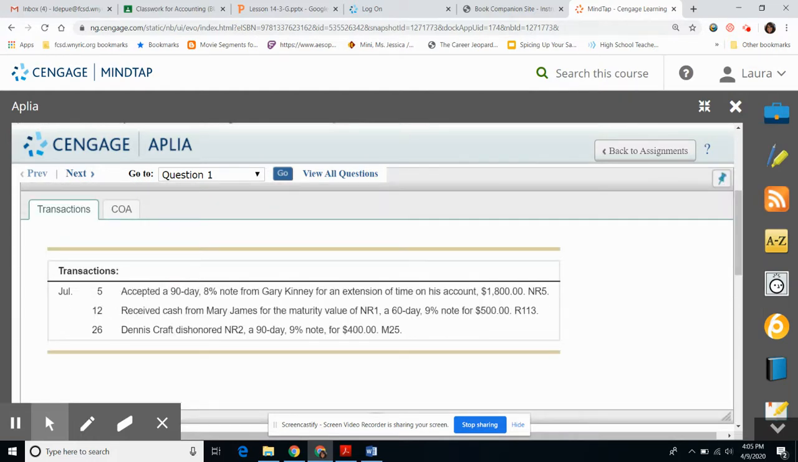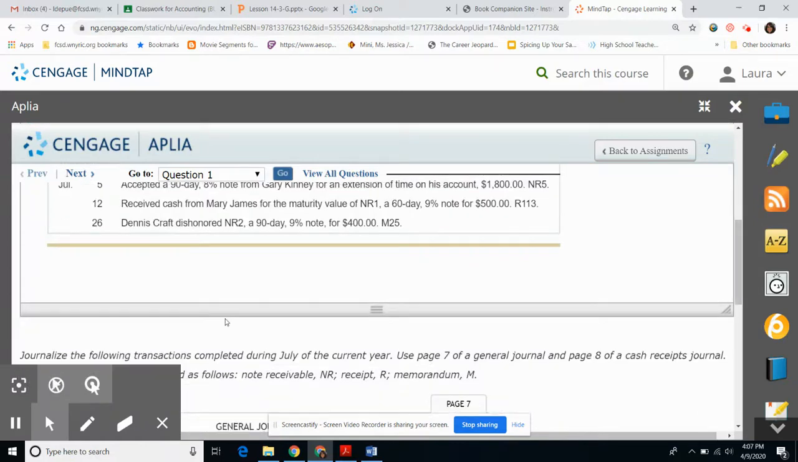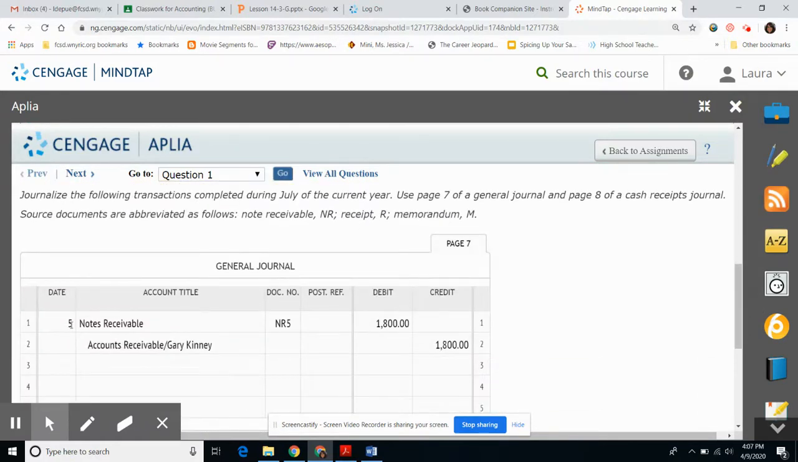So the first transaction, July 5th, accepted a 90-day 8% note from Gary Kinney for an extension of time on his account of $1,800, note receivable number 5. All right, so we'll go down to our general journal and put the 5th here. I'm not sure why they don't want us to put July here. I tried and it didn't let me, so I think we just put the date of the 5th. So notes receivable is now our debit, and our 5 is the document number for 1,800. The credit is accounts receivable / the person that owes us the money, Gary Kinney, for 1,800.